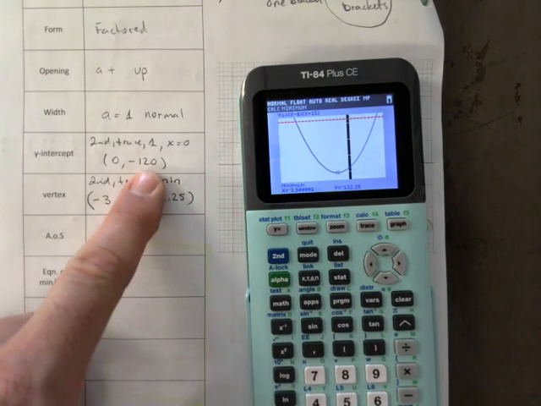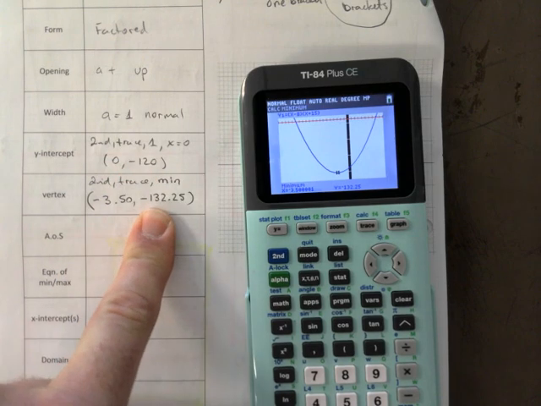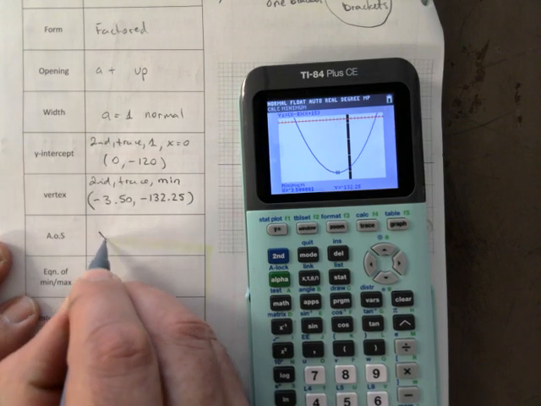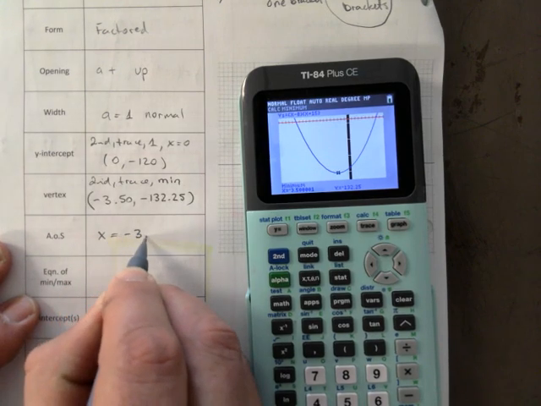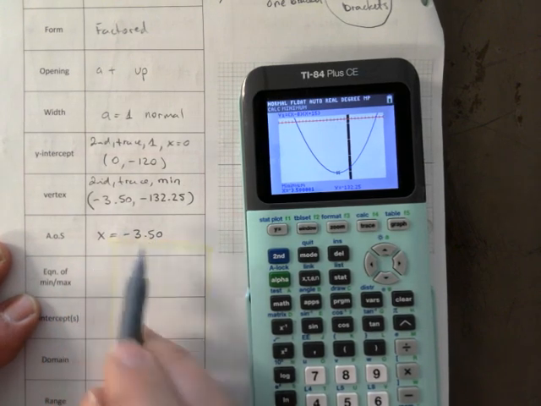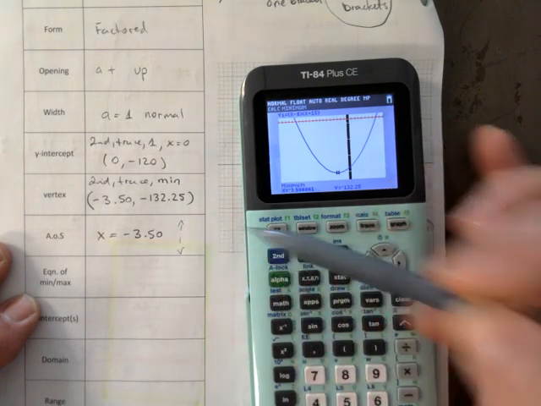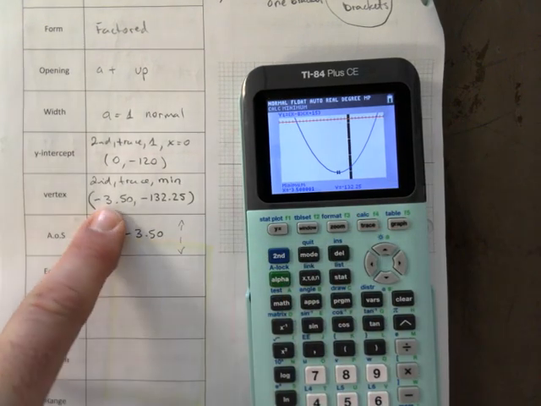So you can see that the y is pretty big numbers on the negative side, right? No big deal. X is equal to -3.5 is the axis of symmetry. Remember, this is a vertical line going through the vertex right here.